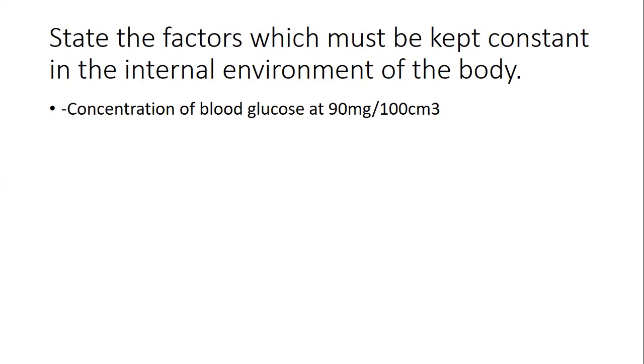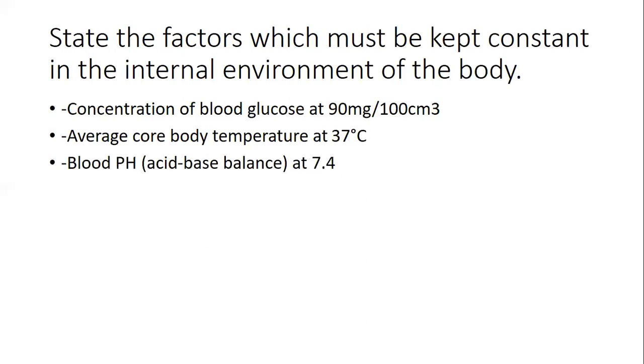Okay. So glucose concentration, we need to maintain it at around 90 milligrams per 100 cubic centimeters of blood. Someone mentioned that. So that is our set point. Then the average core body temperature should be maintained at around 37 degrees Celsius. Then we have the blood pH. I don't think anyone mentioned blood pH. That one should be around 7.4. 7.4 means that it is slightly above neutral.